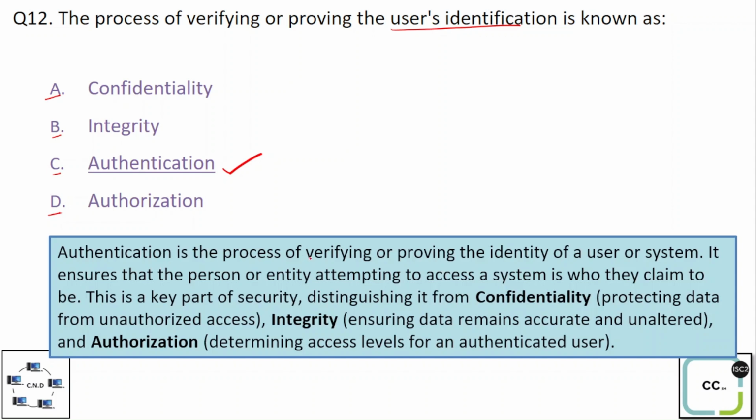So authentication is the process of verifying or proving the identity of a user or system. It ensures that the person or entity attempting to access a system is who they claim to be. This is a key part of security, distinguishing it from confidentiality, that is protecting data from unauthorized access, integrity, that is ensuring data remains accurate and unaltered, and authorization, determining access levels for an authenticated user.